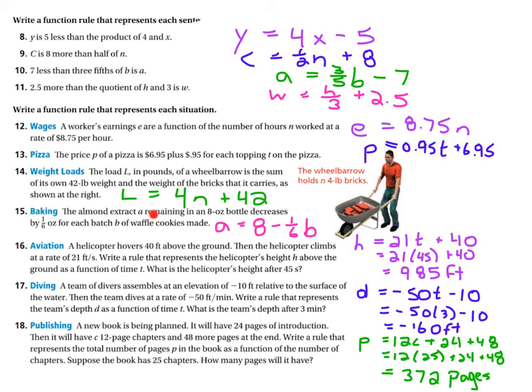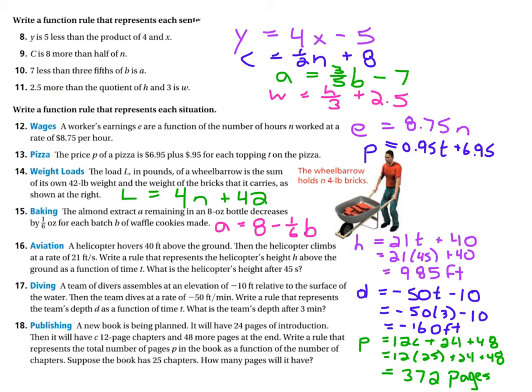Here, almond extract is being used up. So what's remaining is the 8-ounce bottle minus however many 1/6 ounce groups that we used for each batch of cookies. So take away 1/6 of an ounce for each batch from that 8 that's in the bottle, and you'll find the almond extract remaining. These three actually give you the situation and then you solve it.